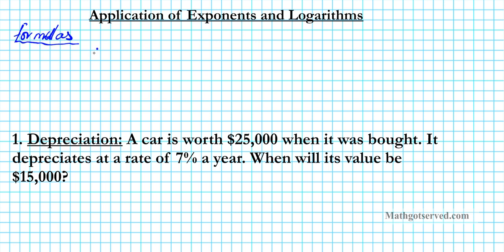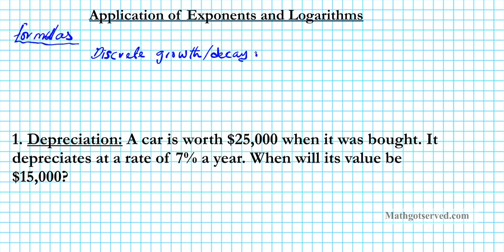Write this down: discrete growth or decay. Now, when I say discrete, it means the growth happens per period, like every year, every month. There's some kind of compounding going on. It's not continuous. Something that's not continuous is discrete.